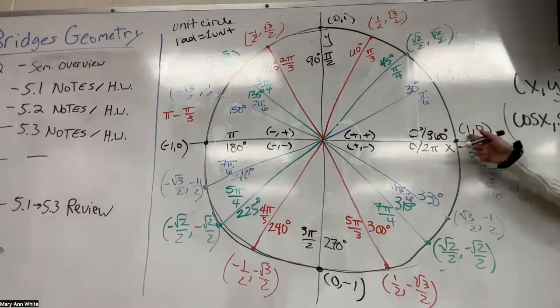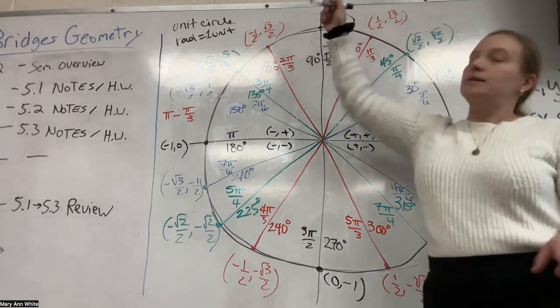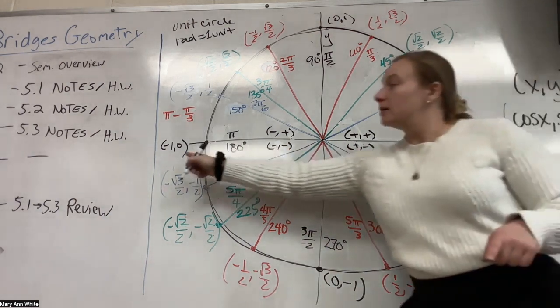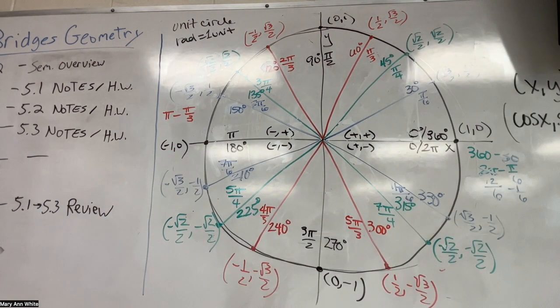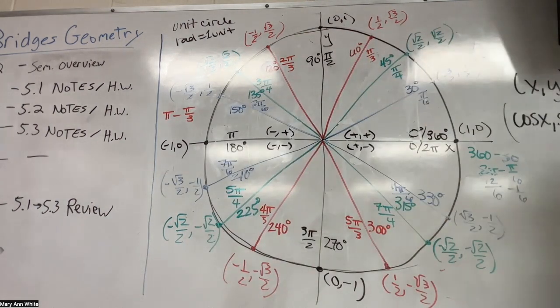What's my cosine? So now we're looking at x's. Cosine at 0 is 1. What's my cosine at 90? 0. What's my cosine at 180? -1. Remember, cosine's x. What's my cosine at 270? 0. And then what's my cosine at 360? 1. And then again, it's a circle, so I could keep going around and around and around. It's going to keep cycling around and around and around. Isn't that cool?